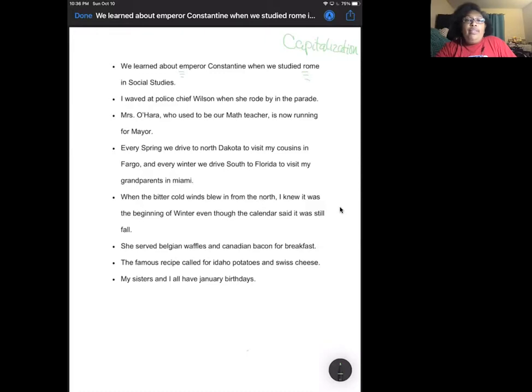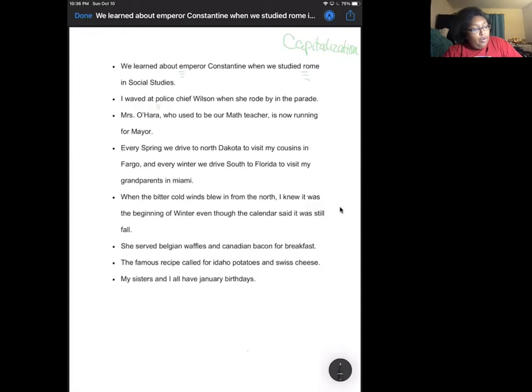I waved at Police Chief Wilson as she rode by in the parade. Now, do we have a title here? We do. Wilson. She's the police chief. And we're using her position, her title as a thing, right? We're using her position as a title.